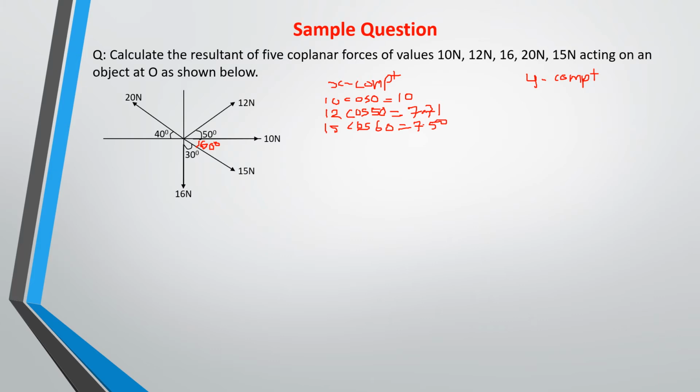Okay, then you have 16 Newton acting vertically. The angle of inclination is 90 degrees. That's what we said before. So this is 16 cos 90, right? 16 cos 90 is 0, so this is 0.